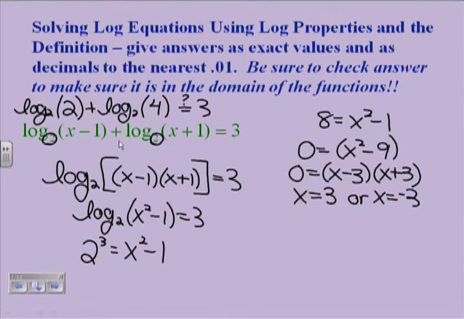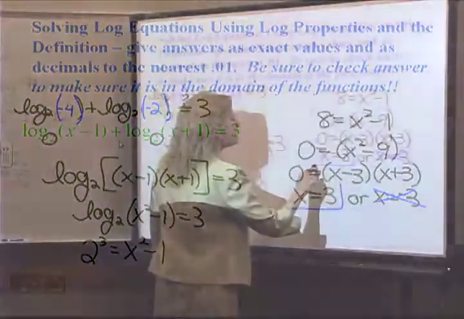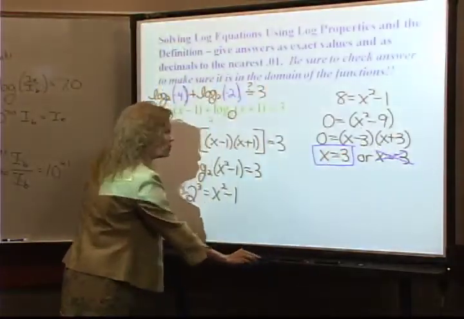Okay, so what if instead I decide to put the -3 in? Let's see here. -3 minus 1 would be -4. And -3 plus 1 is -2. And then you'll look at that and say, wait a minute, I can't do that. Which means that we must reject that answer. And the only answer that we're going to take in this case is the 3.